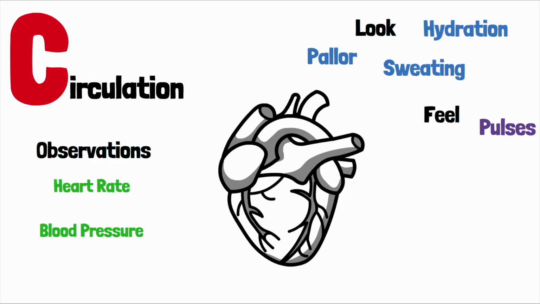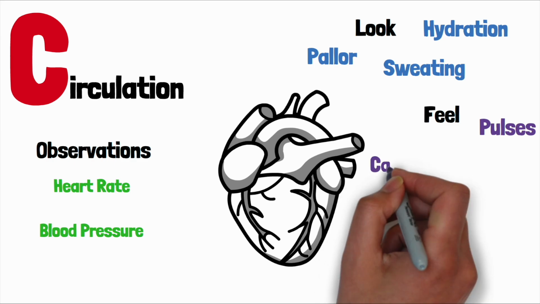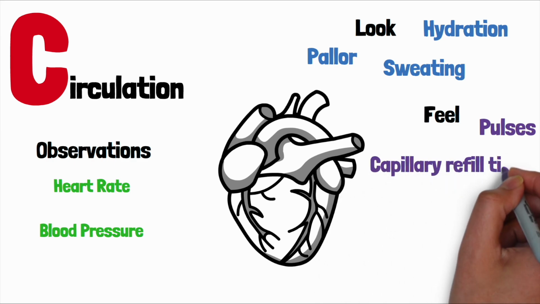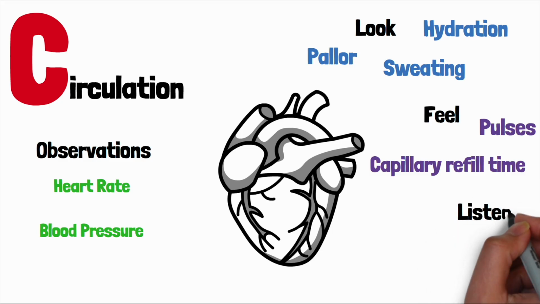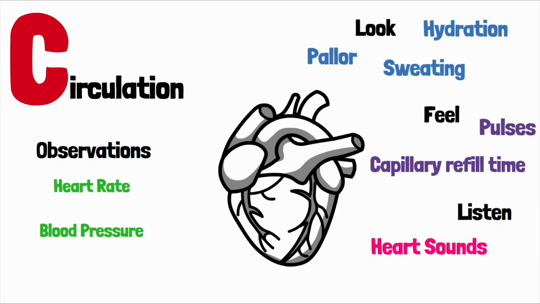A distal radial pulse that cannot be palpated indicates significant hypotension. Another important marker is assessing the capillary refill time. Make sure to check this centrally by pressing over the sternum for at least 5 seconds before releasing your finger. And finally, listen to the heart sounds.